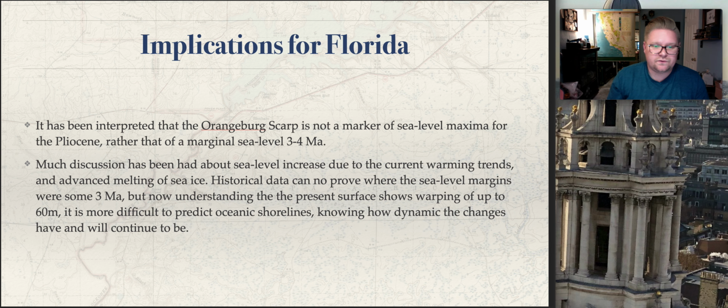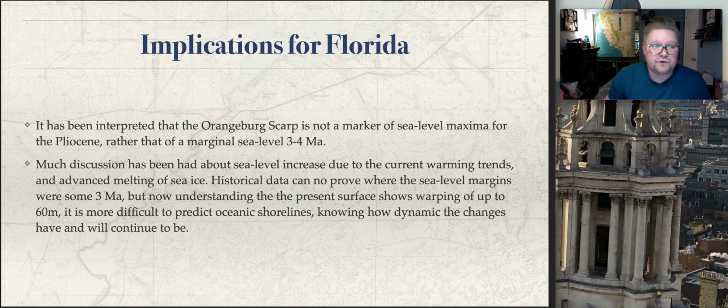So what are those implications for Florida? Well, it has been interpreted that the Orangeburg Scarp is not the marker of sea level maxima for the Pliocene, rather that of a marginal sea level 3 to 4 million years ago. Much discussion has been said about sea level increase due to the current warming trends and advancing melting ice. So historical data can now prove where the sea level margins were some 3 million years ago, but now to understand the present surface shows warping of up to 60 meters. So it is much more difficult to predict oceanic shorelines, knowing how dynamic the changes have been and will be in the future.